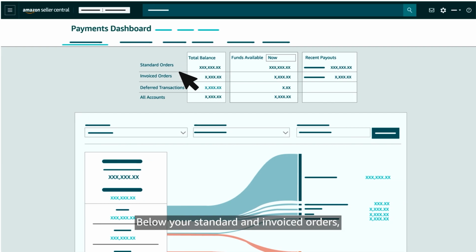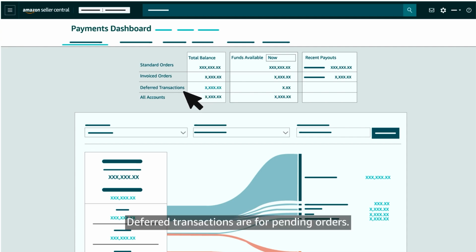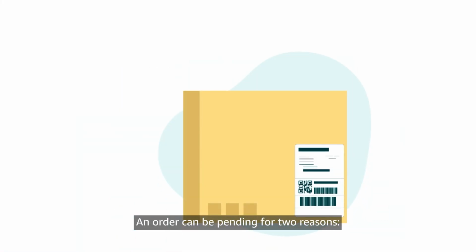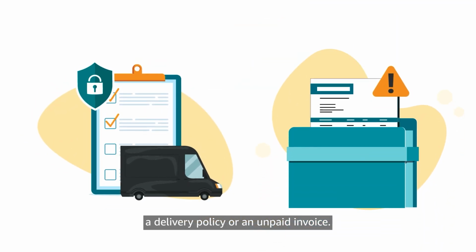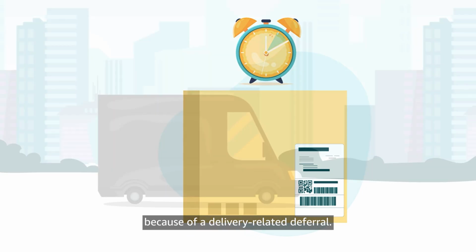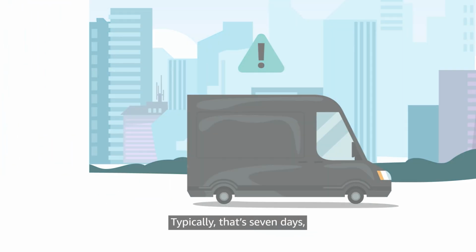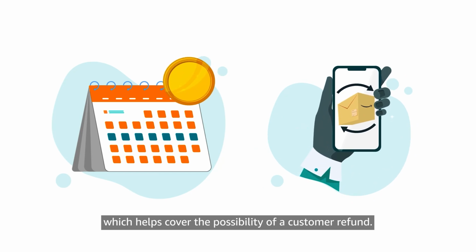Below your standard and invoiced orders, you may also see a total balance for deferred transactions. Deferred transactions are for pending orders. An order can be pending for 2 reasons: a delivery policy or an unpaid invoice. Most orders in the Amazon store are deferred for some period of time because of a delivery-related deferral. Typically, that's 7 days, which helps cover the possibility of a customer refund.